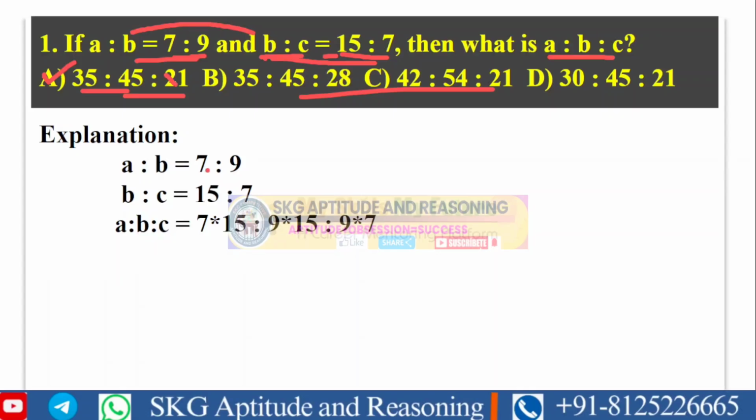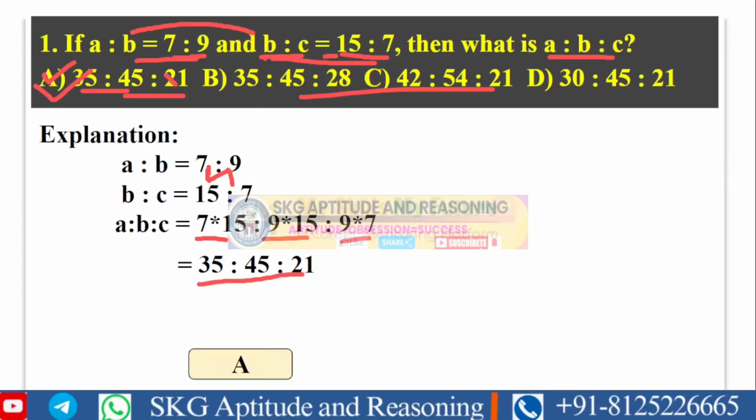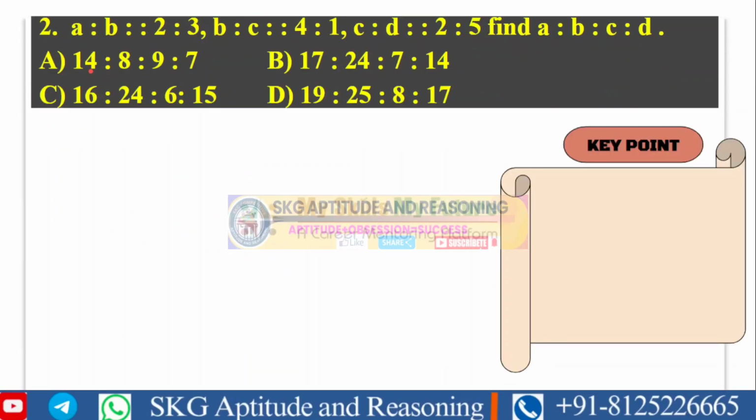So 15 into 7, 15 into 9, and 9 into 7. This way, you need to cross multiply the values: 7 into 15, 9 into 15, 9 into 7. So if I multiply the values, you'll get the answer as 35 is to 45 is to 21. The same answer we are getting as option A. So with the option verification method, we'll get the answer in a quick manner.